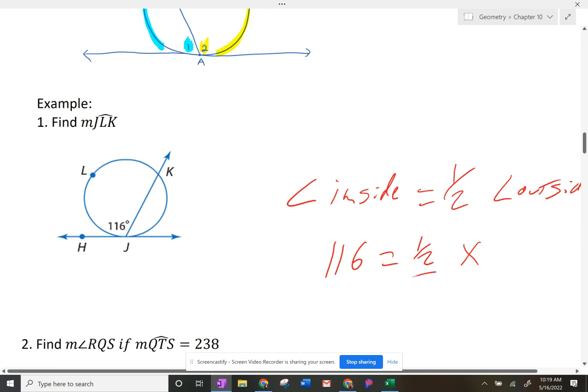Perfect. Divide by 1/2, or multiply by 2. Either way is going to be the exact same thing. 116 divided by 1/2, or 116 times 2, is going to give me 232. So I'll say x is 232, or I can say angle JKL. So we're going from here all the way around, which is going to be 232 degrees.